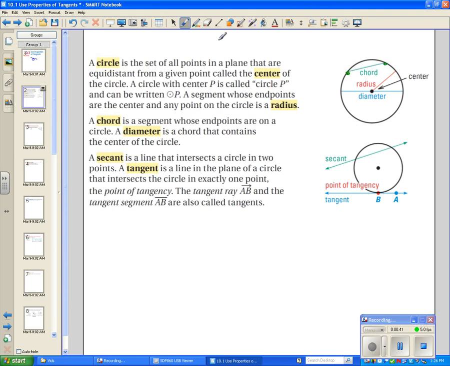A secant, on the other hand, secant means cut through. It's the entire line that contains part of the chord. Point of tangency is the point where a tangent line crosses the circle. A tangent line only crosses the circle at one point. Note that it is perpendicular to the radius, or the diameter.